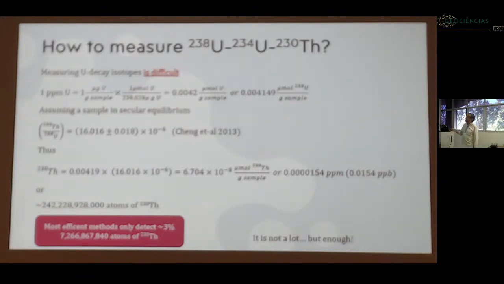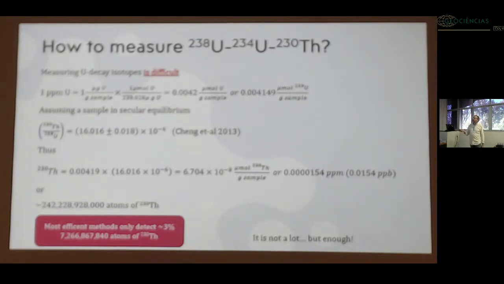So this is starting to be very, very low. This is around 154 ppt, parts per trillion, of thorium-230. That amounts to approximately 242 billion atoms of thorium-230, which you'd say is a lot. But the most efficient detection methods we have so far only detect approximately 3% of the material that we introduce, so you are left with only 7 billion atoms of thorium-230, which might sound like a lot, but it's enough right now to measure.